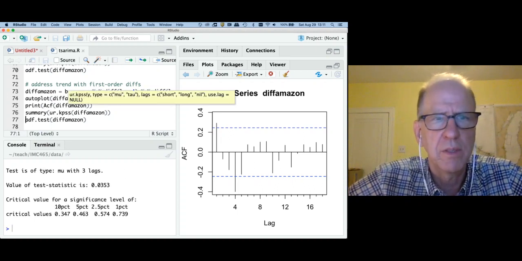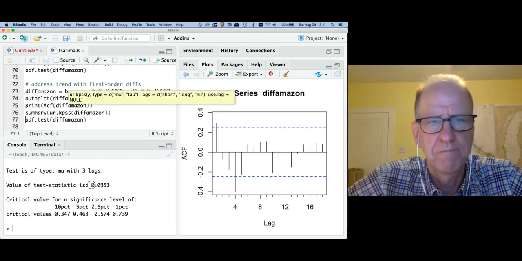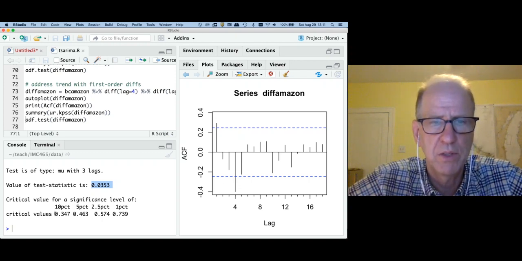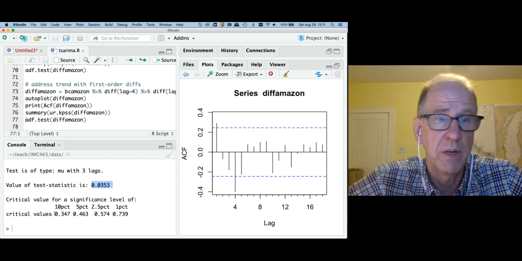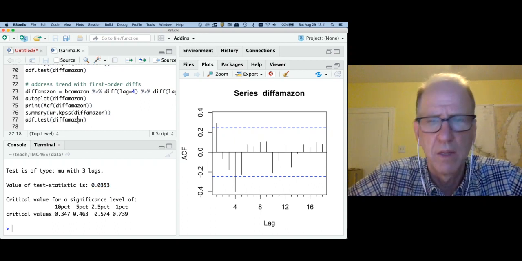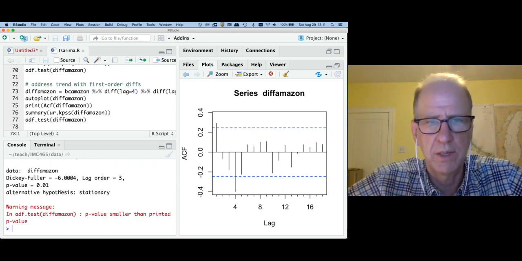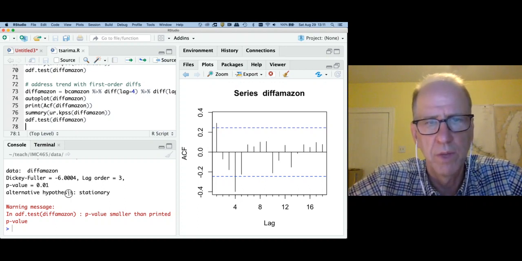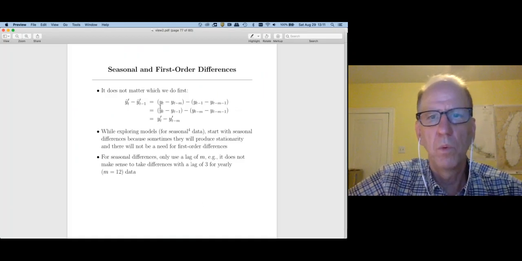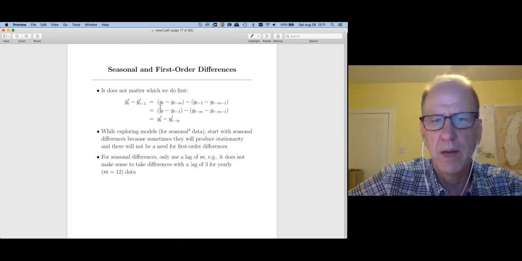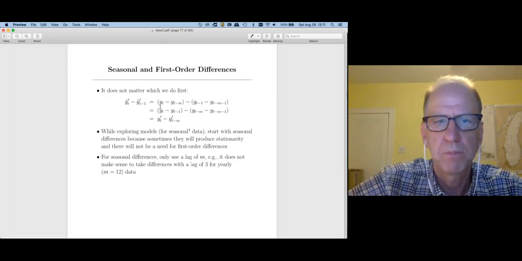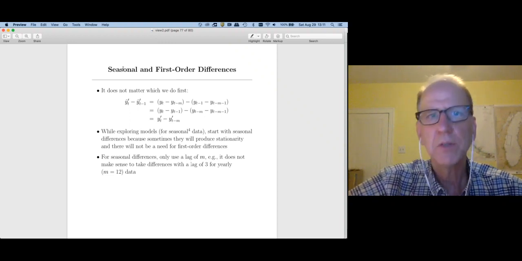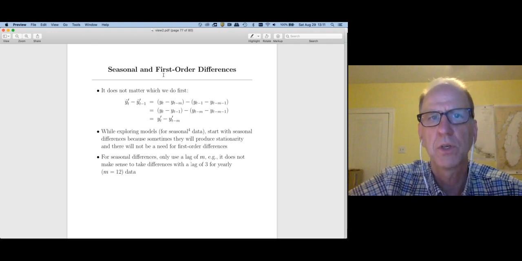If we look at the KPSS test, the test statistic is tiny. We can't reject the null hypothesis of stationarity at any of these levels. Likewise, the Dickey-Fuller test is saying you've got stationary data. The p-value is tiny, reject the null, go with stationarity. One thing that I hinted at in this, but deserves a separate slide, is when you have to do seasonal and first order differences.